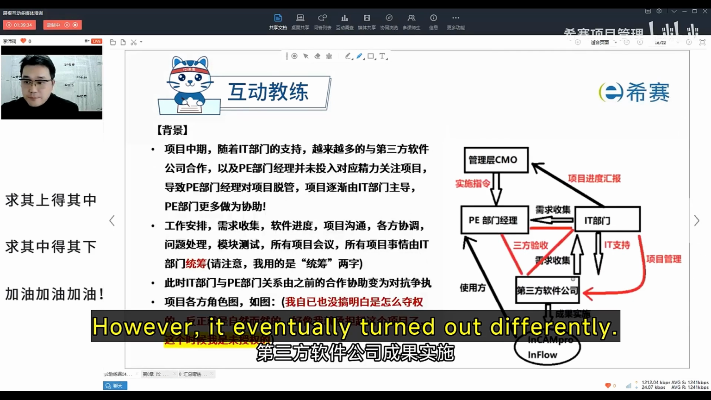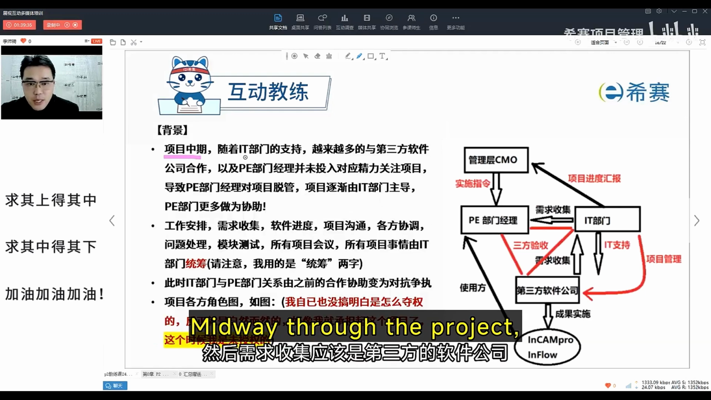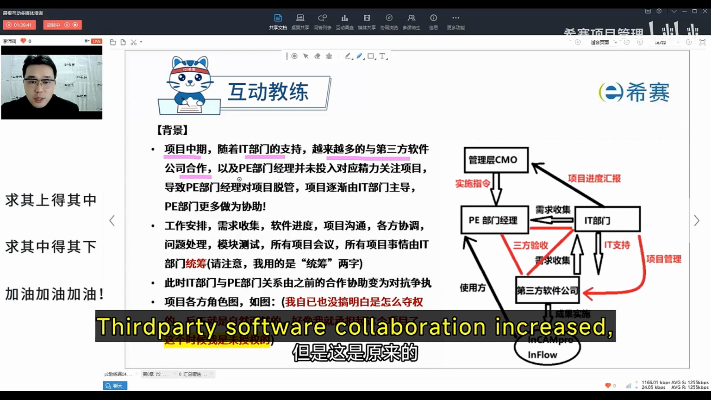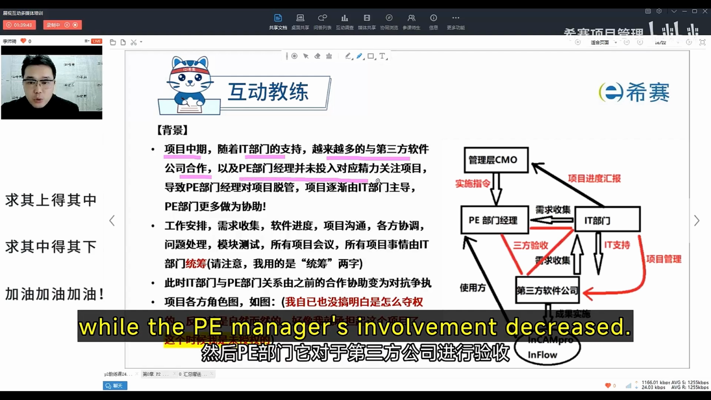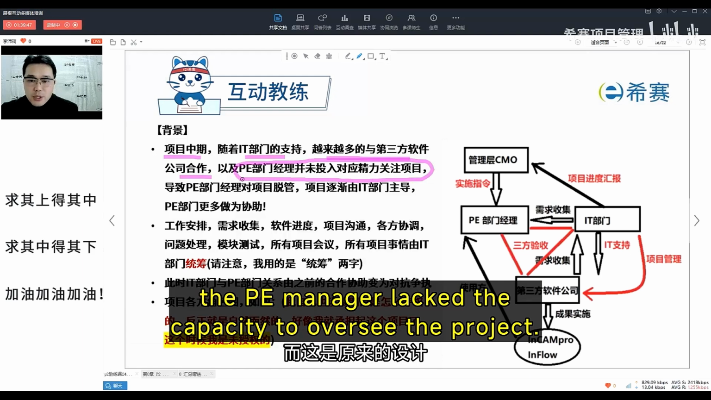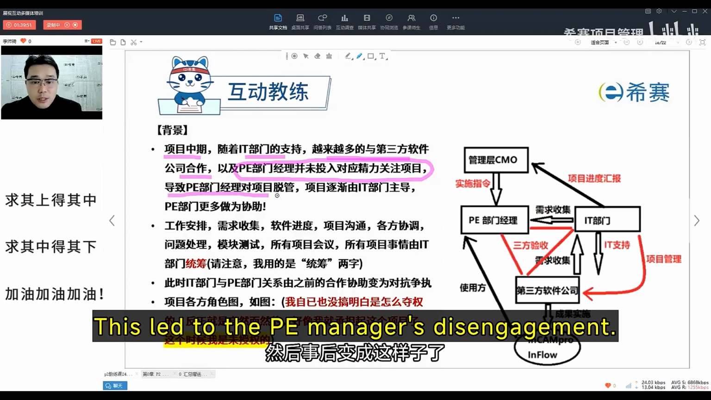However, it eventually turned out differently. Midway through the project, as IT provided more support, third-party software collaboration increased, while the PE manager's involvement decreased. It's clear that the PE manager lacked the capacity to oversee the project. This led to the PE manager's disengagement.